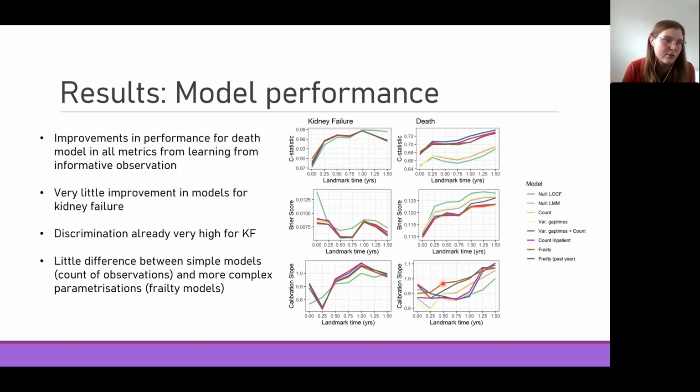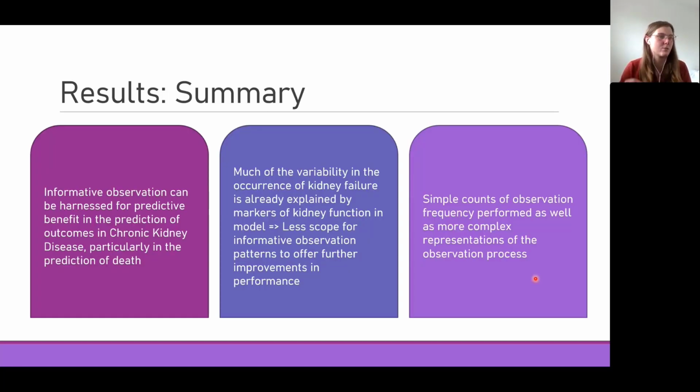There seems to be a little bit of improvement from this frailty model for the outcome of death at least. But there's not too much going on there. So to summarize what we found with these model performance metrics, it seems as though informative observation can be harnessed for predictive benefit, at least in the prediction of death in chronic kidney disease patients. Unfortunately, a lot of the variability in kidney failure is already explained by the model predictors that go into that model. If we think about it, we're trying to predict kidney failure from existing kidney function, and it's not surprising that that's already a really strong predictor, and we've already explained much of the variability, whereas that's not really true for the outcome of death.